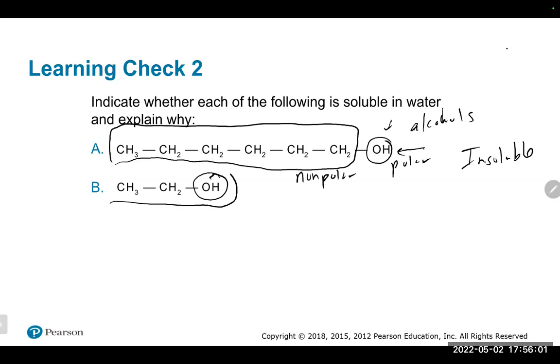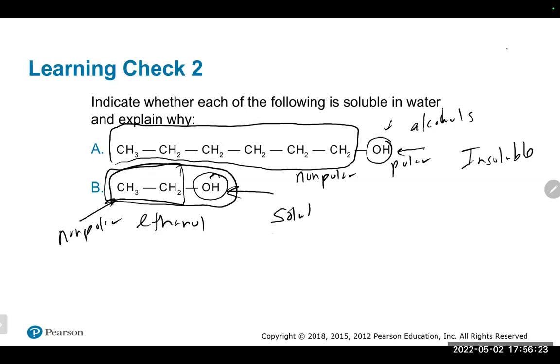As opposed to here, where we have ethanol. Again, we have a much smaller non-polar part of this alcohol. It's not going to get in the way. It's going to allow water to get over to this OH group and do its hydrogen bonding with water. So we would predict that our ethanol here would be soluble in water. Based on that table, about 5 is pretty much where you run out of solubility. Anything less than that should be relatively soluble, and it starts to decrease with the increasing number of carbons.